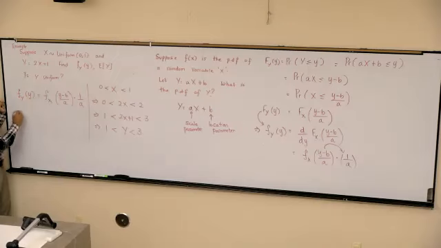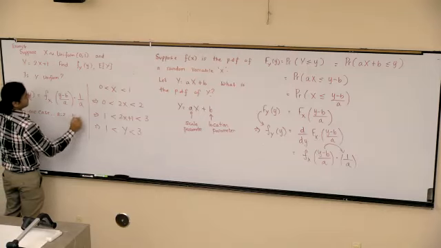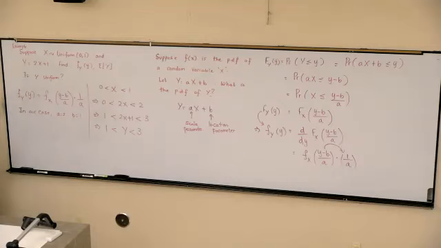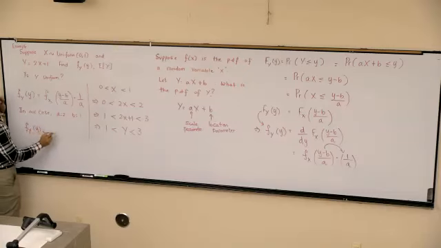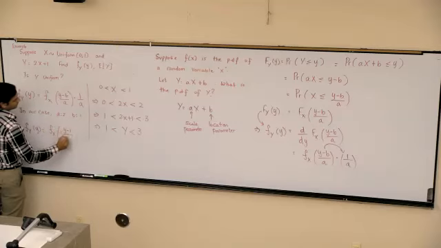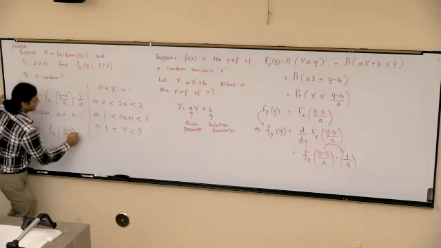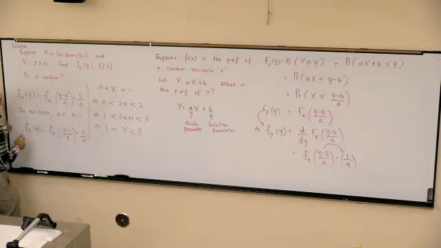So in our case, what is a? A is 2, B is 1. Yes. So if I plug that in, I have the density evaluated at (y minus 1) over 2, times 1 over 2.